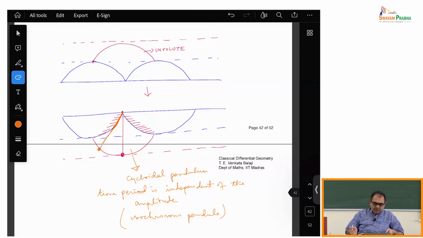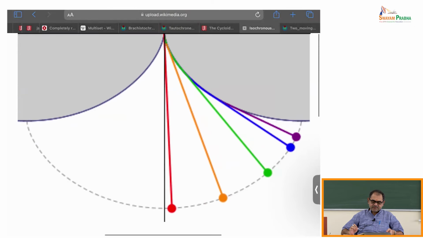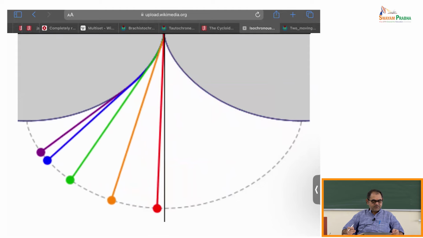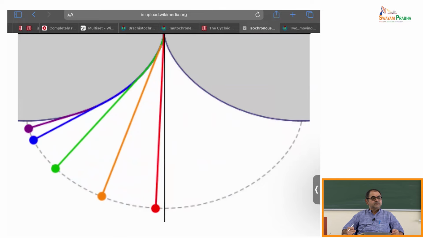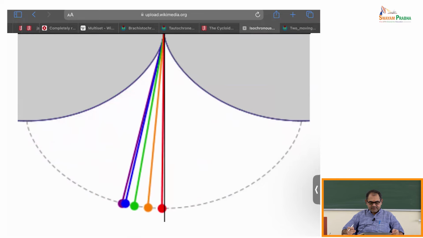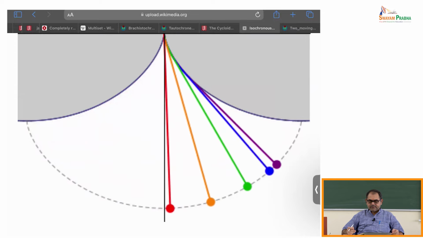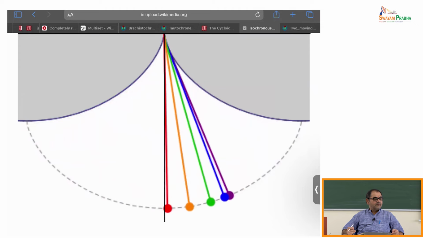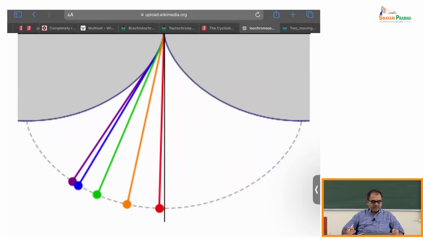Okay, this was invented by Huygens, and I can again show you an interesting picture. So I have it somewhere here. Where was it? Here it is. So here you see there are 5 pendula which have different amplitudes. Okay, but you can see they all keep the same time.